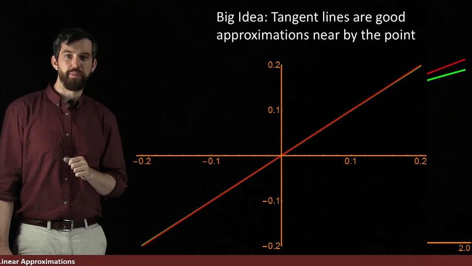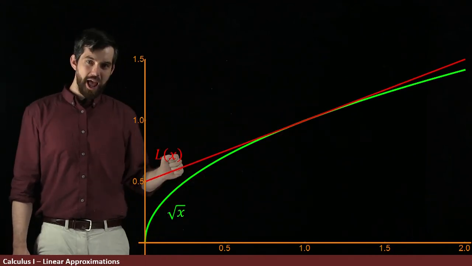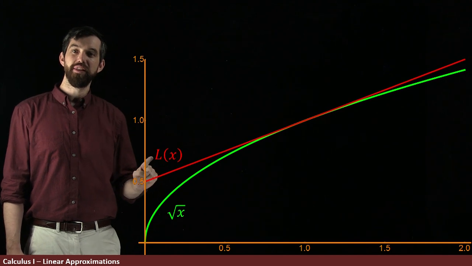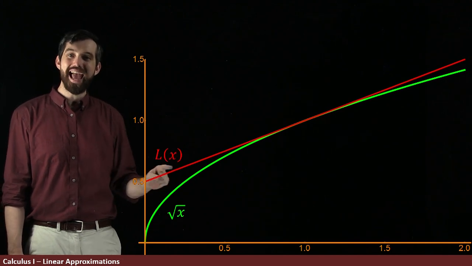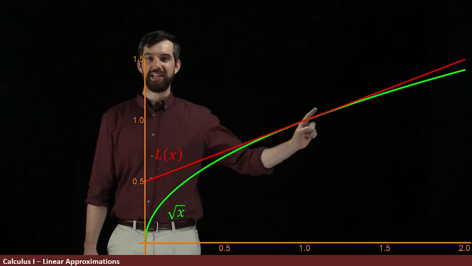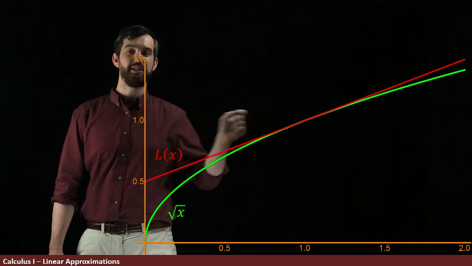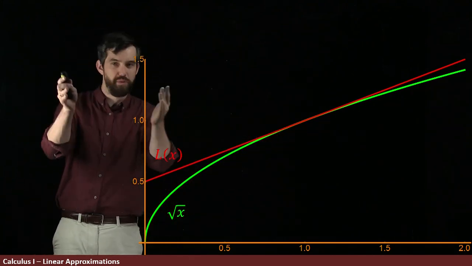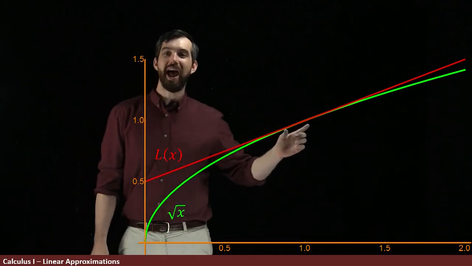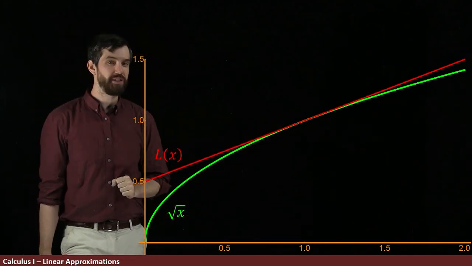Let's do one more example. Here I have the function square root of x, and then I've taken the linear approximation, this tangent line, which stands for line here, and I've done it at the value of x equal to 1. So I've got this tangent line here, and again, it looks like a pretty good approximation at the value of 1, and we could zoom in, zoom in, zoom in, until we had them basically exactly on top of each other. But sure, it looks like a good approximation.